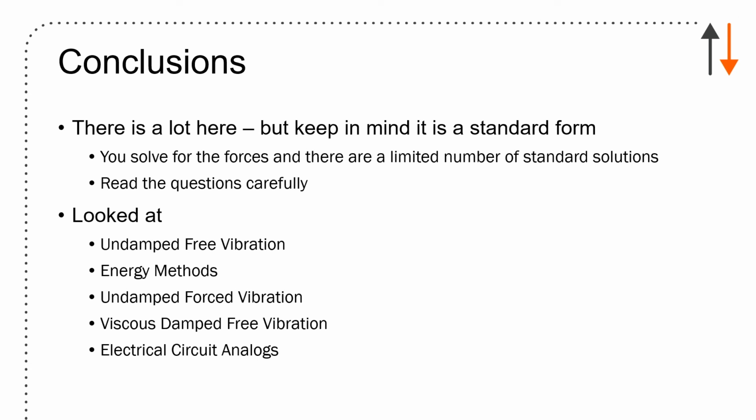We looked at undamped free vibrations, energy methods, which are not covered in the course really, but I kind of like them, and I also talk a little bit about Lagrangian methods elsewhere. Undamped forced vibrations, viscous damped free vibrations, and electrical circuit analogs. All of this together gives you an overview of what to expect in this chapter. There's a lot of material here, and it's not necessarily very challenging, but it is new, and it's important that you get comfortable with it when you start.